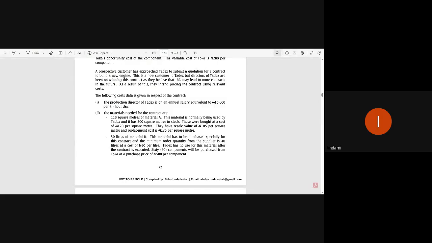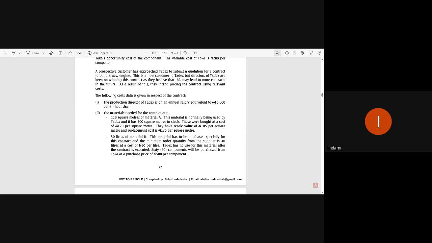30 liters of material B. This material has to be purchased specifically for this contract, and the minimum order quantity from the supplier is 40 liters at a cost of 90 naira per liter. Tedex has no use for this material after the contract is executed. 60 components will be purchased from Toka at a purchase price of 500 naira per component.